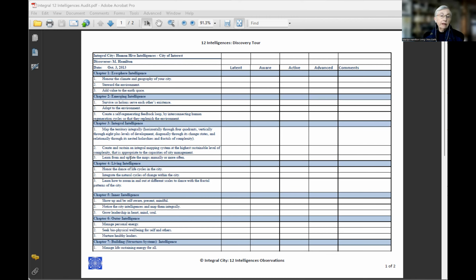And the third element of integral intelligence I've identified is to learn from and update the maps annually or more often. So these maps are not just static street maps, but they're dynamic, conscious, cultural, bio-social maps of the city. And they do show the relationships, and they do show the evolutionary development of the city. So in that respect, because as I noted above, in the emergence intelligence, the city is always in an environment that is changing.